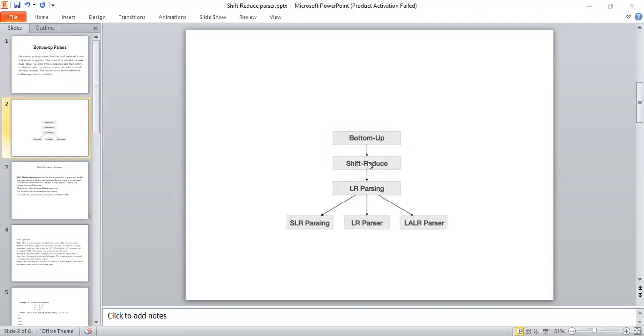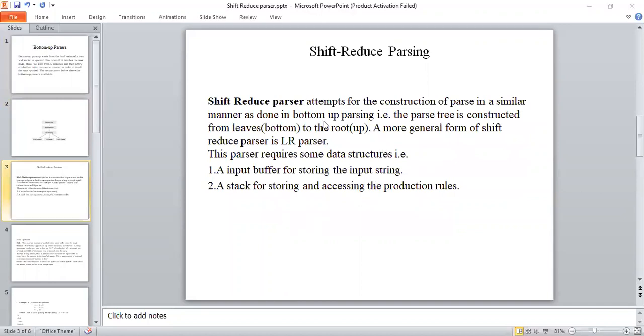So what is a shift reduce parser? A shift reduce parser is a type of bottom-up parser where we construct the parse tree from the leaf node to the root node. So this is the definition of the shift reduce parser: constructing the parse tree from the bottom node, or the leaf node, to the root node.